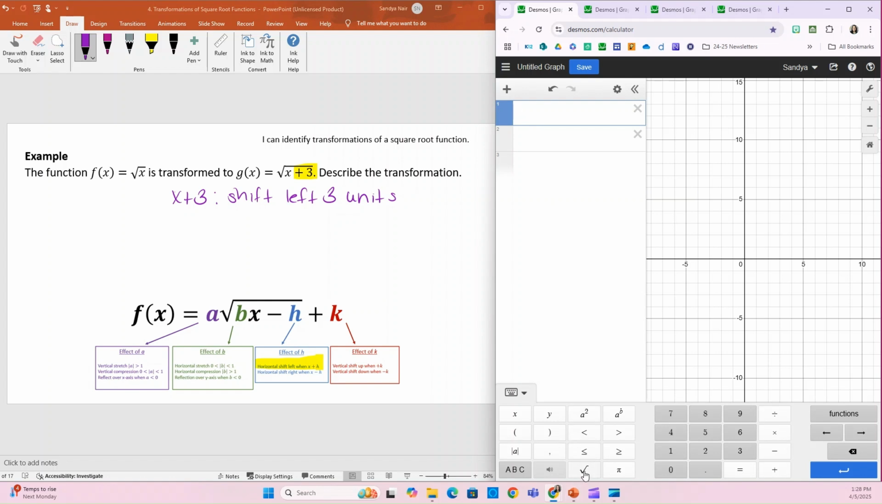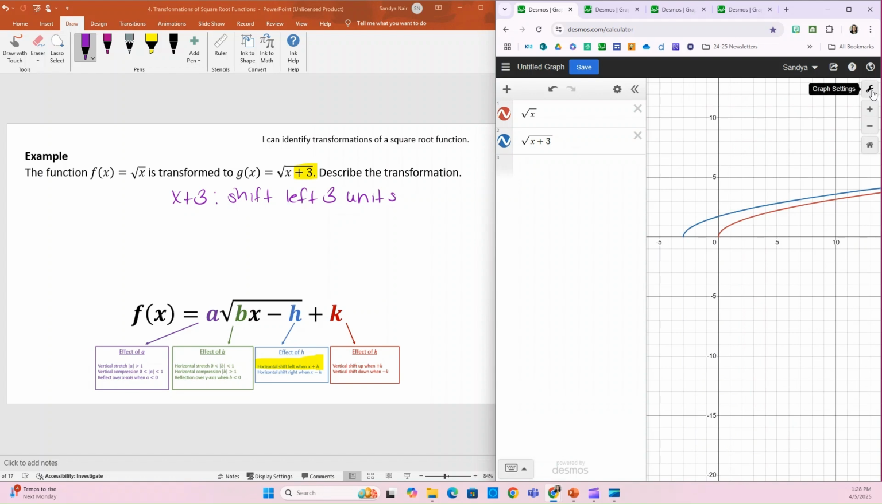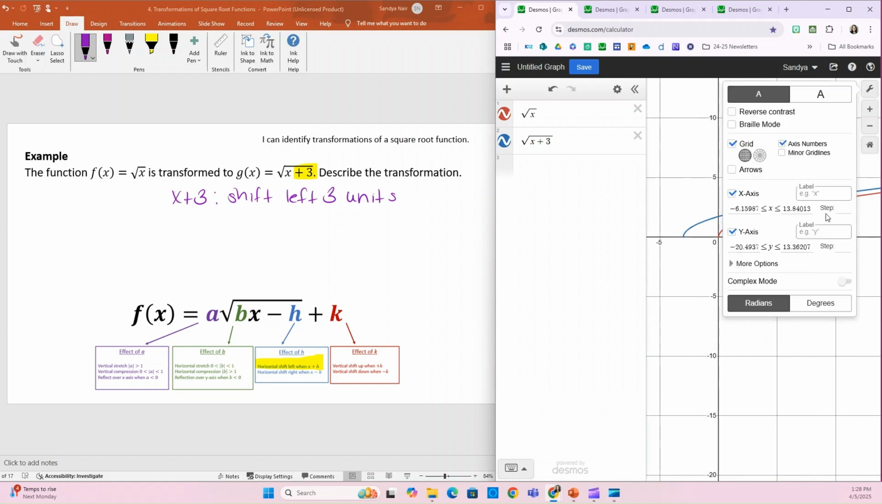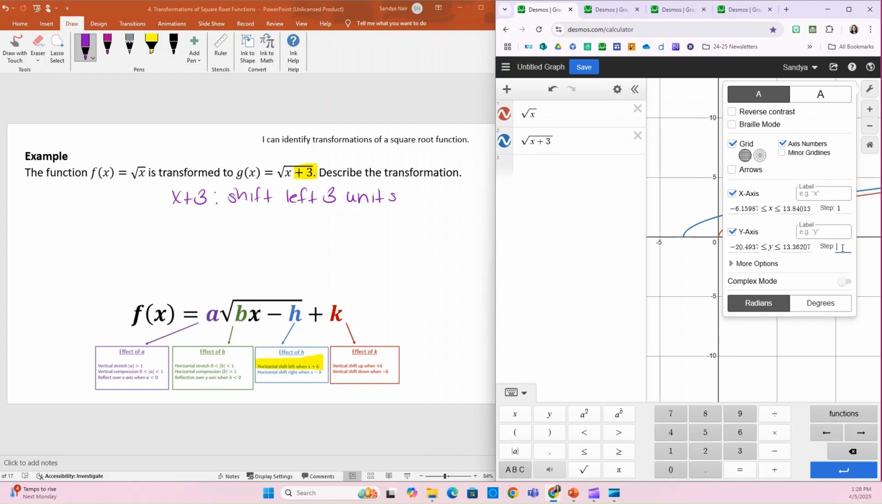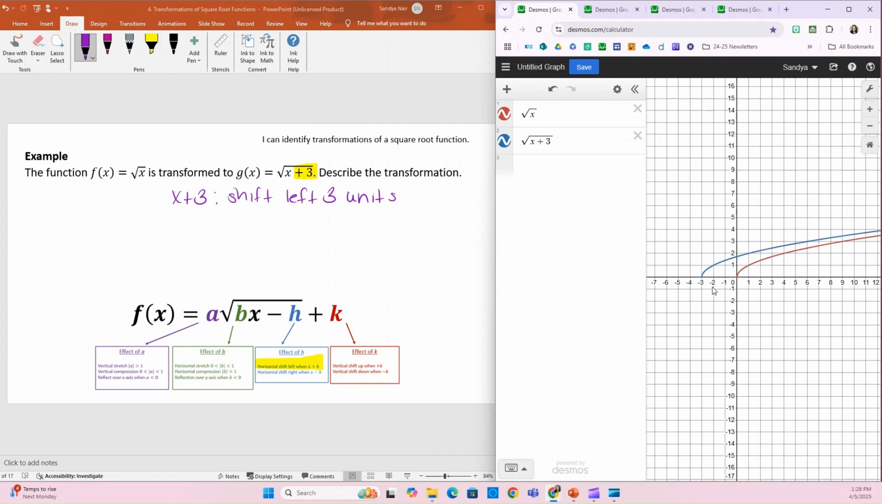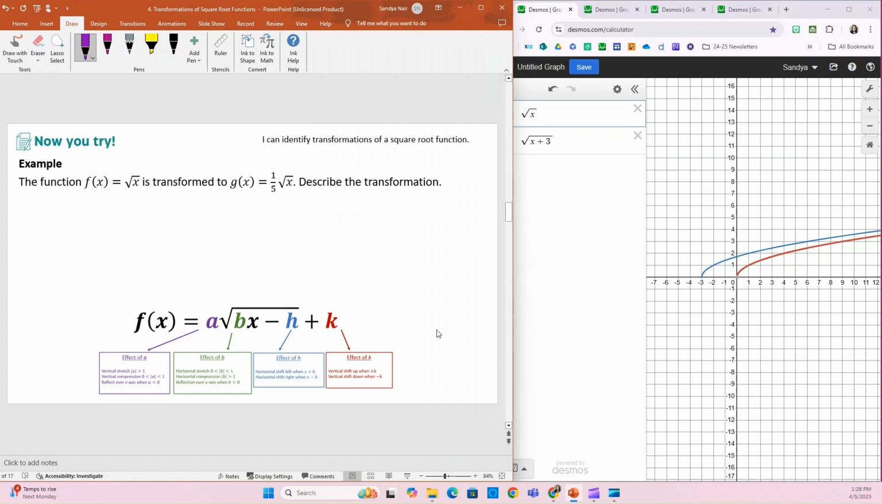I'm going to type the parent function, which is the square root of x, and then go to the next row and do my transformed function, which is the square root of x plus 3. Remember, this time the plus 3 is inside the square root. You can adjust the graph settings so that you can see this a little better. I'm going to get rid of the minor grid lines and do step 1 for the x and y axis. Now I can count the squares to see how it's been transformed. You can see the red, which is the parent function, is shifted to the left 1, 2, 3 units to form the graph of the transformed function. Now you can go ahead and pause the video and try doing this example on your own.